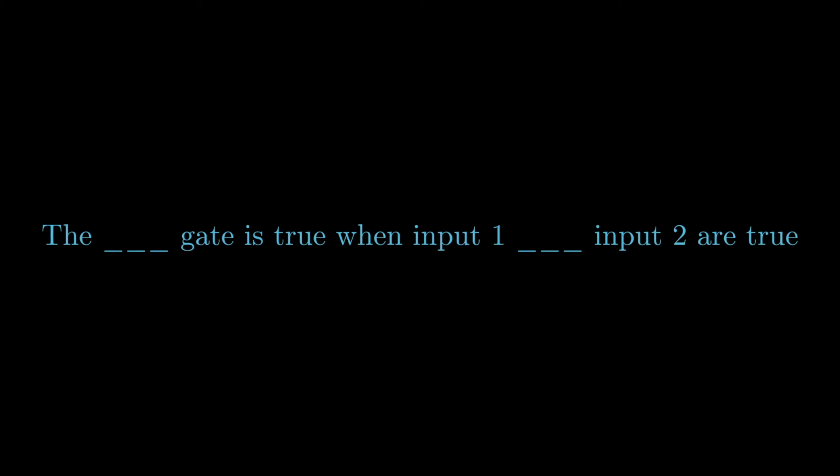Lastly is the secret to all logic gates, the magic sentence, which is: the output of whatever gate that you're looking at is true when input 1, the operator of that gate, input 2 are true. I'll explain how to use this sentence throughout the rest of this video, but this is how to construct any truth table you want without having to memorize the tables. This is the magic sentence.